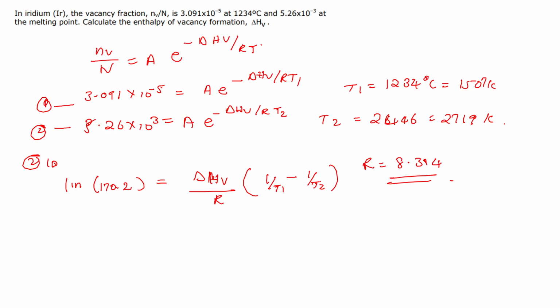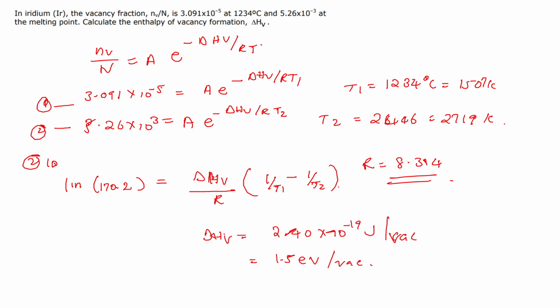What is the answer? The answer will be 2.40 times 10 to the power minus 19 in joule. Delta HV will be 2.40 times 10 to the power minus 19 joule per vacancy. Otherwise, you can write it as 1.5 electron volt per vacancy.